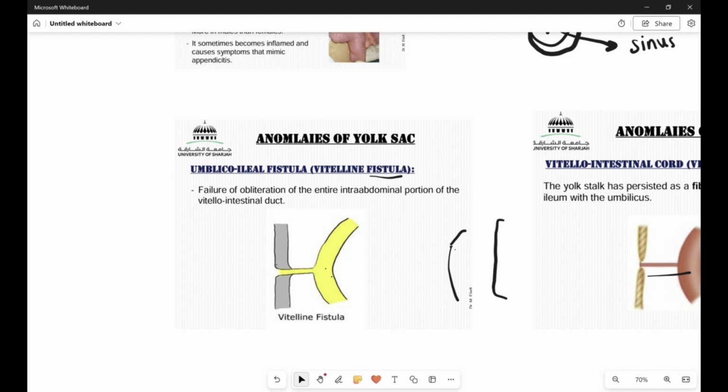So the umbilicoileal fistula, or the vitelline fistula, causes a leakage of intestinal fluid, because we're going to learn about other leakages, like the failure of the obliteration of the umbilical arteries. This releases blood. And the failure of the obliteration of the vitelline fistula, or the entire abdominal portion of the vitello-intestinal duct, this gives the leakage of primarily or only intestinal fluid.